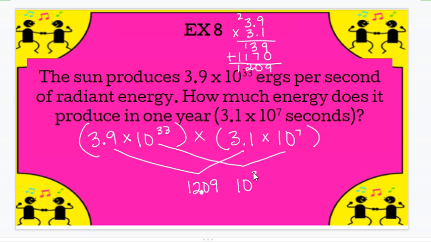Next, we're going to do our powers of 10 using our exponent rule, which is keep the base 10 and add the exponents. So we're going to do 33 plus 7. So that gives me 12.09 times 10 to the 33 plus 7, which is 40.